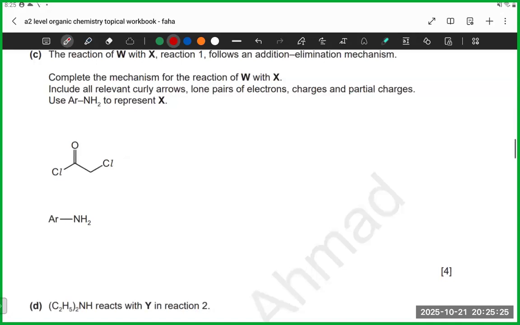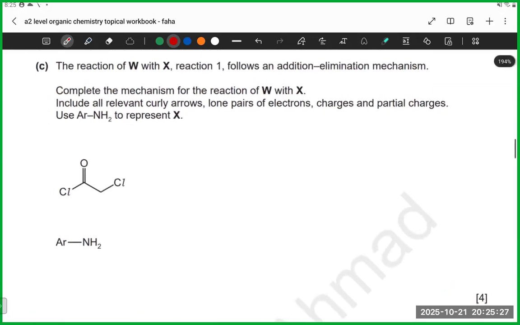And again, make sure if you look at this carefully, he's talking about addition elimination mechanism, right? That is for an acyl chloride. Now, if you look at this compound carefully, one section of this compound is an acyl chloride, which is this one. It's an acetyl bond O with a Cl. The other portion is a simple halogenoalkane where you have a carbon which is bonded to a carbon with H's, which is bonded to Cl.